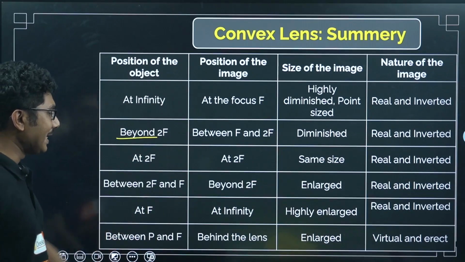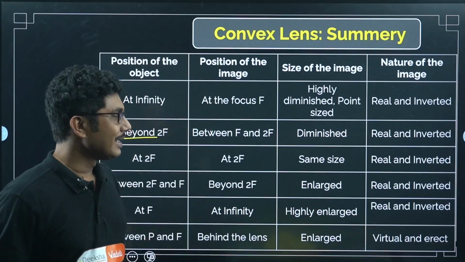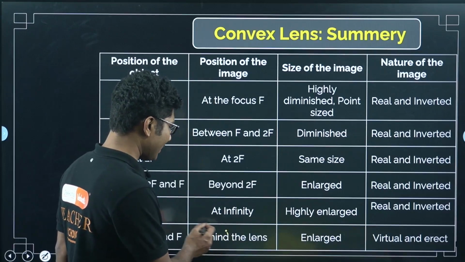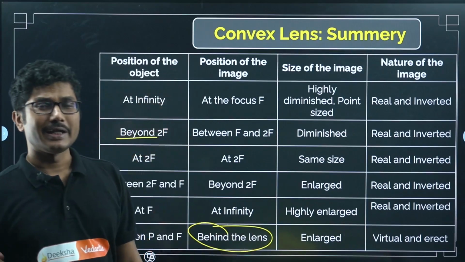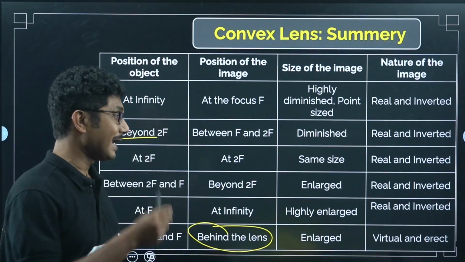But between P and F, behind the lens, enlarged, virtual and erect. It is again not behind the lens. I don't think it's a correct statement. It is on the same side as the object. But it is a virtual image and enlarged image.